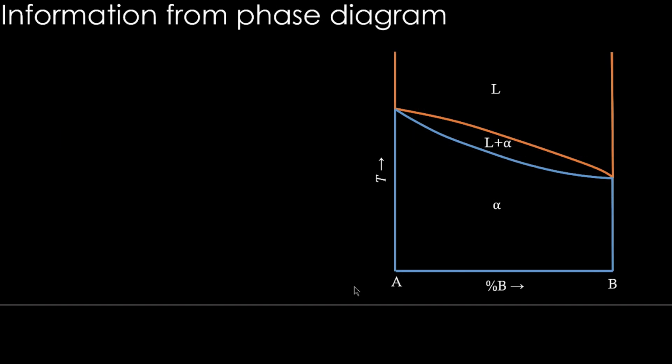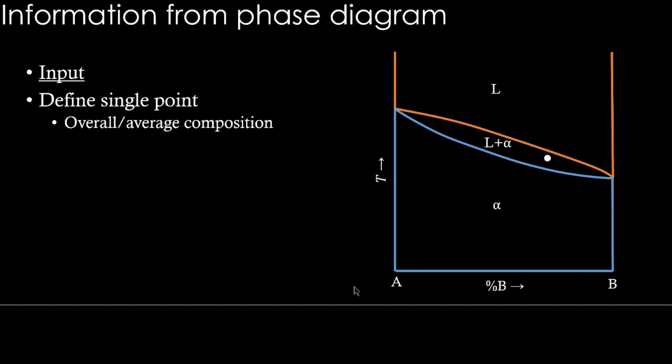So let's see how to do this. Let's see how to extract this information from phase diagram. First one is fairly simple. There is a point here. At that point in this phase diagram, what are the phases? Input is going to be a definition of this single point. That is, what is the overall composition? This composition in the x-axis, and what is the temperature? So this temperature in the y-axis.